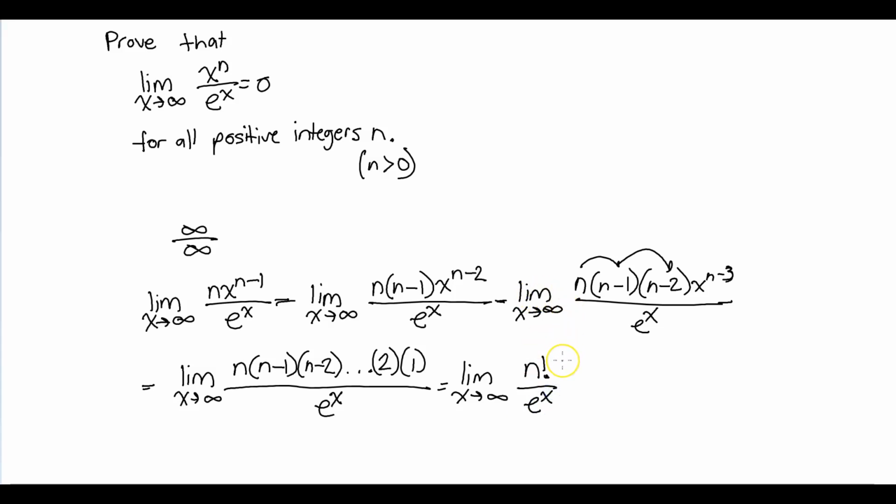Now this is a constant over e to the x. Okay? So this means that you can easily see that this would approach 0. You have a constant over e to the x. So that means you can see quite easily that it will approach 0. So we've just proven the fact that this is equal to 0.